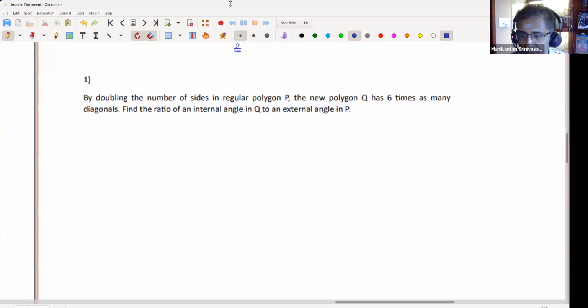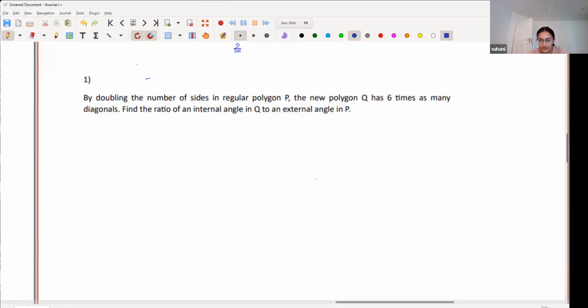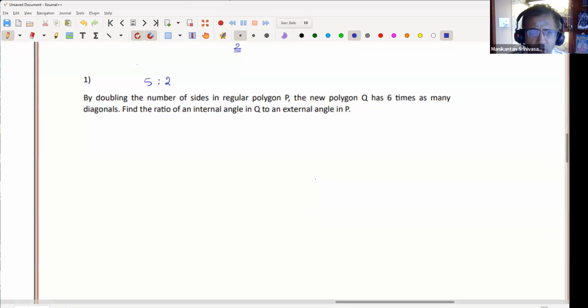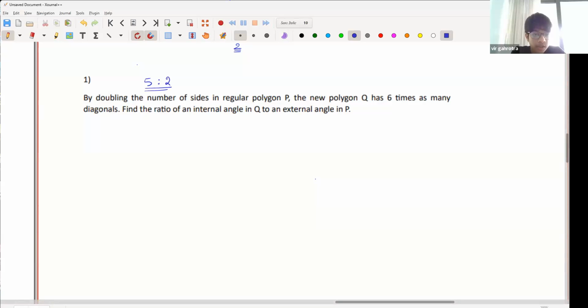Okay, yeah, Suhani, I see your hand up. Yeah, go ahead. I wasn't sure about the question, but I got 5:2, but I don't know for certain if that's correct. 5:2. Okay, any other answers matching? Veer, what did you get? I couldn't figure this one out. Sir, I got the same answer as Suhani, 5:2 as well. Okay, all right, good. So if 2 people got the same, very likely it's right. I got the same as well. Same. Okay, cool, nice.